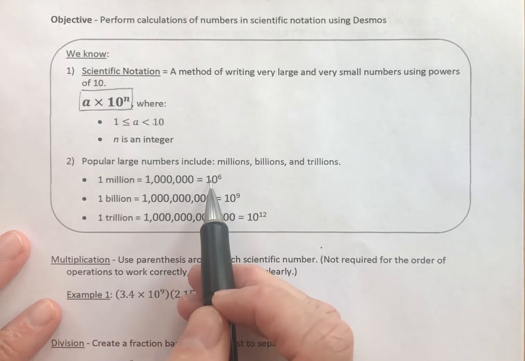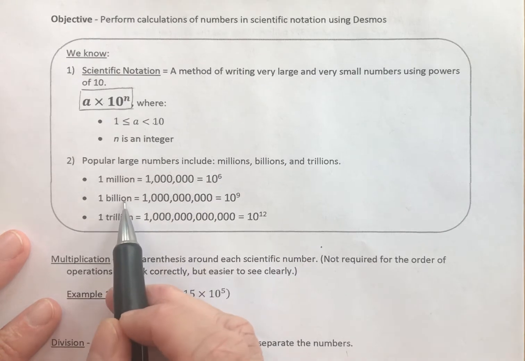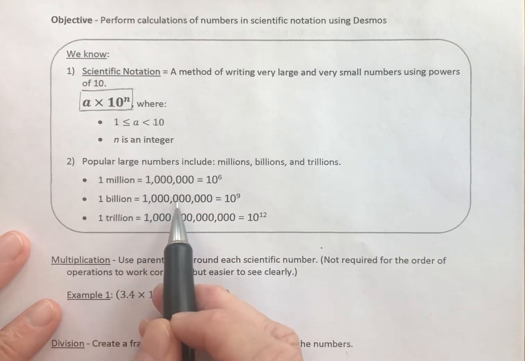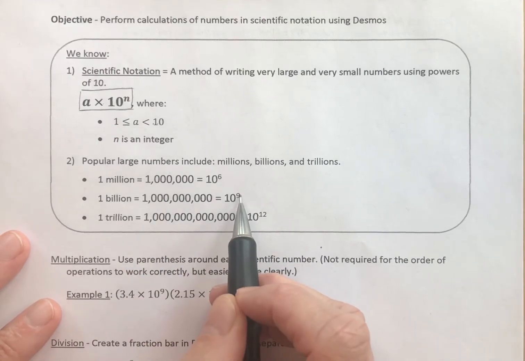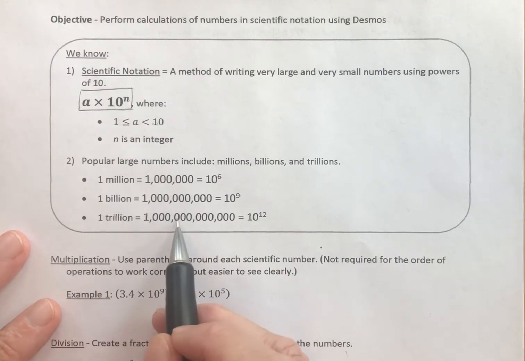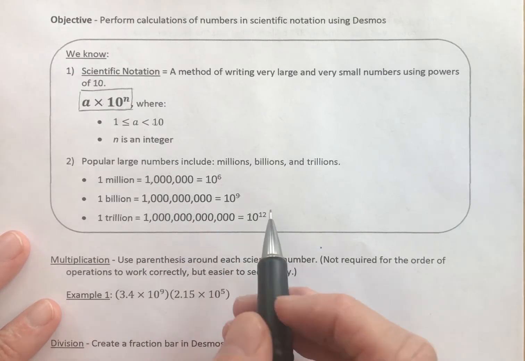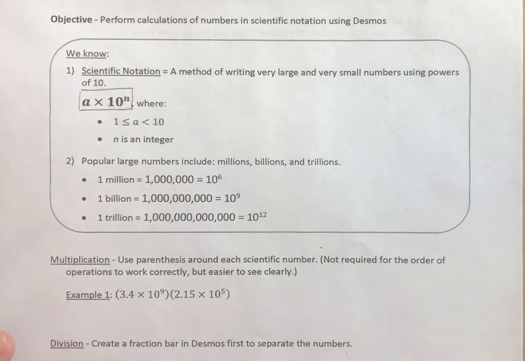Let's recognize that 1 million is 1 with 6 zeros. It's also written as a power of 10: 10 to the 6th. 1 billion is a 1 with 9 zeros, hundreds, thousands, millions, billion. So it's 10 to the 9th, written as a power of 10. And 1 trillion has 12 zeros. As a power of 10, it's 10 to the 12th. We'll make use of that in our third example.